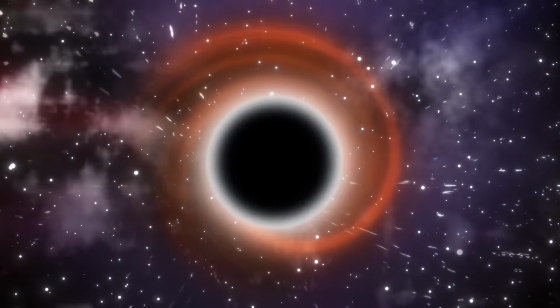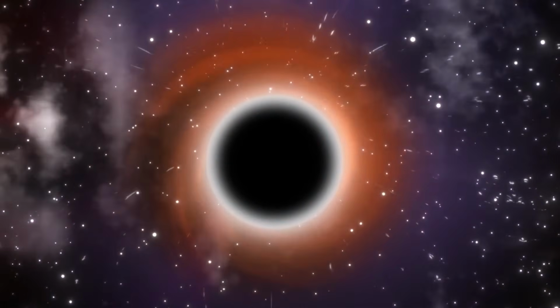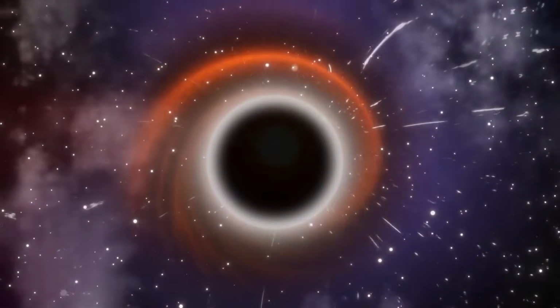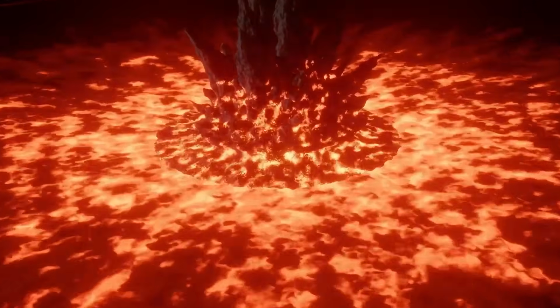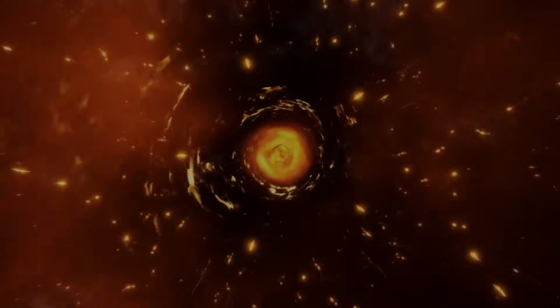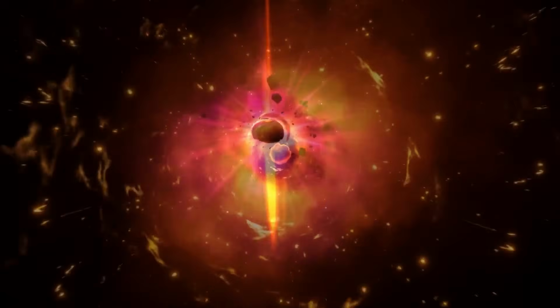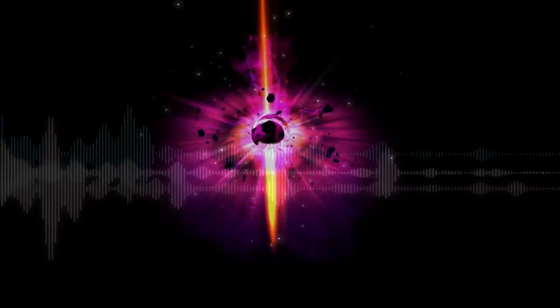For example, the gravitational wave signal from the first detected black hole merger, GW150914, lasted about 0.2 of a second. During that brief moment, the two black holes spiraled toward each other and collided, ending in a final gravitational wave explosion as they merged into a single larger black hole. By analyzing the frequency and amplitude of the signal, scientists were able to determine the masses of the black holes and the energy released during the event.